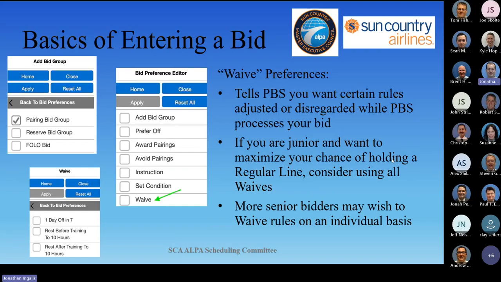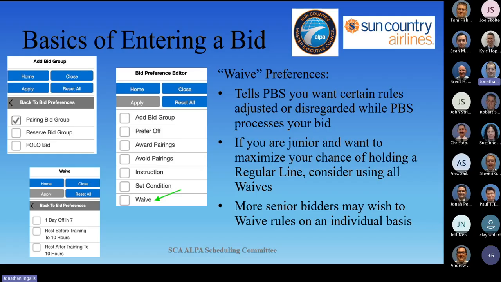The light blues, the waves, and the set conditions. First, let's talk about waves. Wave preference tells PBS you want to disregard certain contractual rules while processing your bid. As a line holder, there's only 3 wave commands. You can waive the contractually required 1 and 7 off. You would still need 30 and 168 FDP. That's a FAR. Important to note, I thought it should be self-explanatory, but we can waive contractual requirements, not FARs. Obviously you can never waive an FAR.